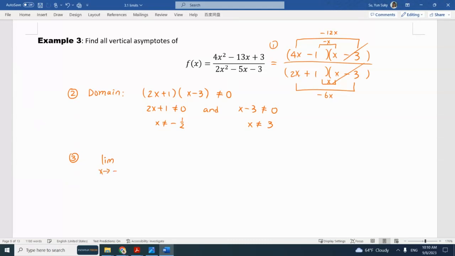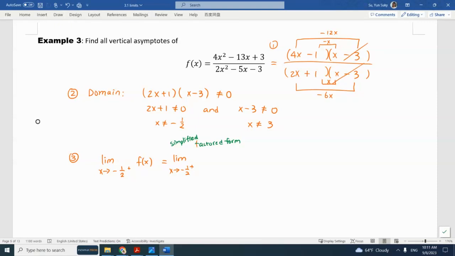Limit as x goes to the first number, minus 1/2, from the right, f of x. Okay, and here you always plug in the factor form. You can plug in the simplified factor form. Do not plug in the original form. If you plug in the original form, this is so ugly.